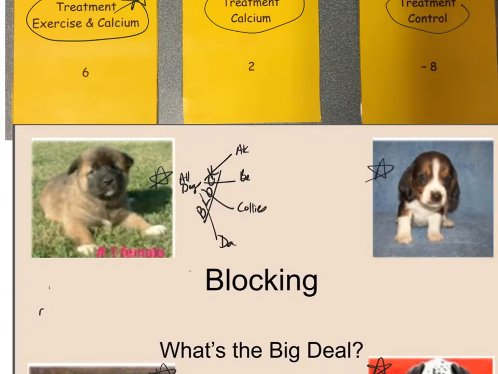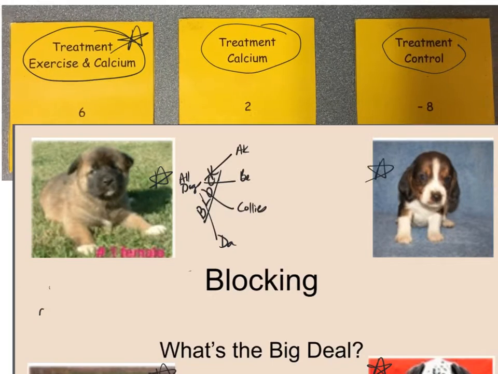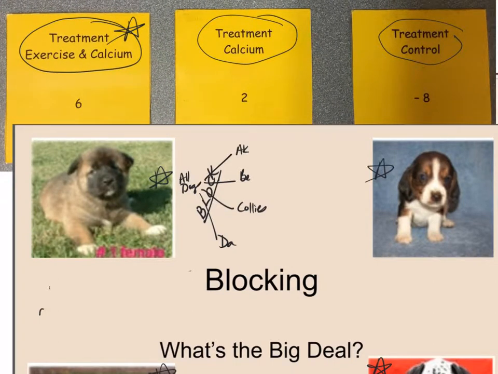Okay? All right, now after that happens, the teacher will come around and we'll take these treatments. I'm going to go up to the Akitas, and I'm going to randomly assign the 3 treatments. So within the Akitas, I'm going to do random assignment. And then amongst the Beagles, I'm going to do that as well. I'm going to randomly assign to exercise, calcium, or control. Random assignment. And that's the group we're in.